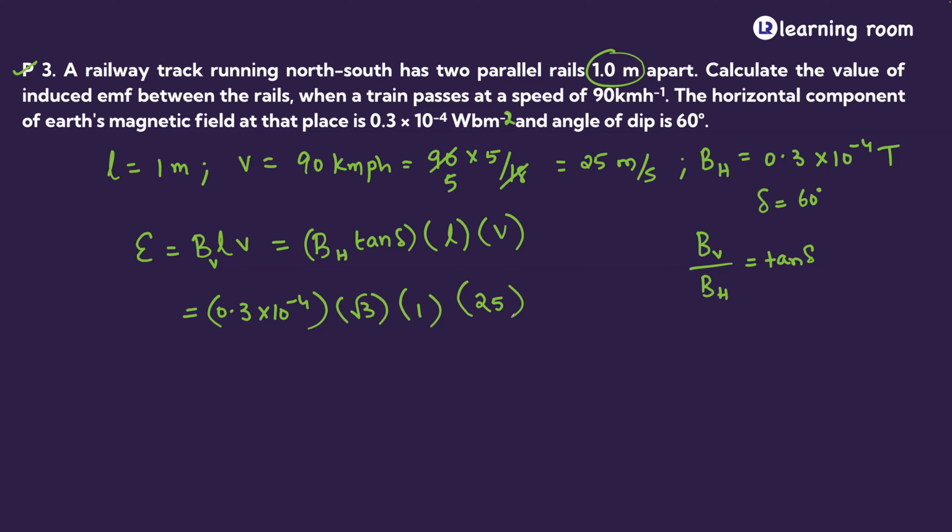So 0.3 into 25 is going to give us 7.5. It will be 7.5 root 3 into 10 power minus 4 volt. So this should be the answer.